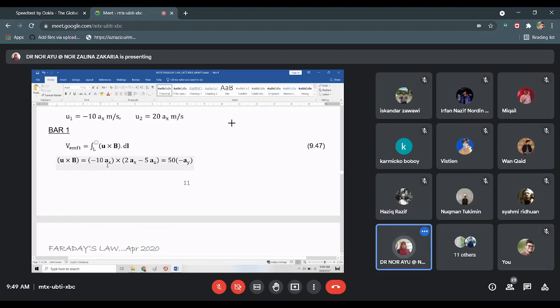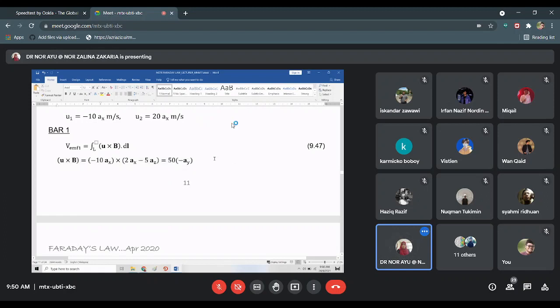You can see here negative 10 ax, if it crosses with 2 ax, like I said just now, the cross product cannot be the same. When it is the same, it becomes 0. So ax cross ax will be 0, so you need to cancel this out. We are just left with the minus 5 az part. So minus 10 ax cross minus 5 az. So ax cross az, we will get negative ay. But since it is negative, it will become positive here, so we still have negative ay. That's why we have 50 negative ay.